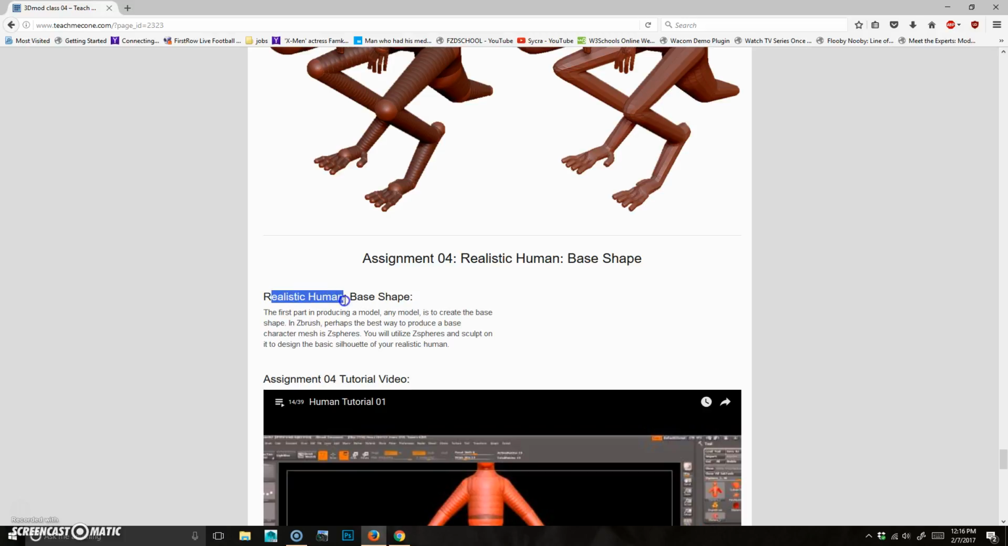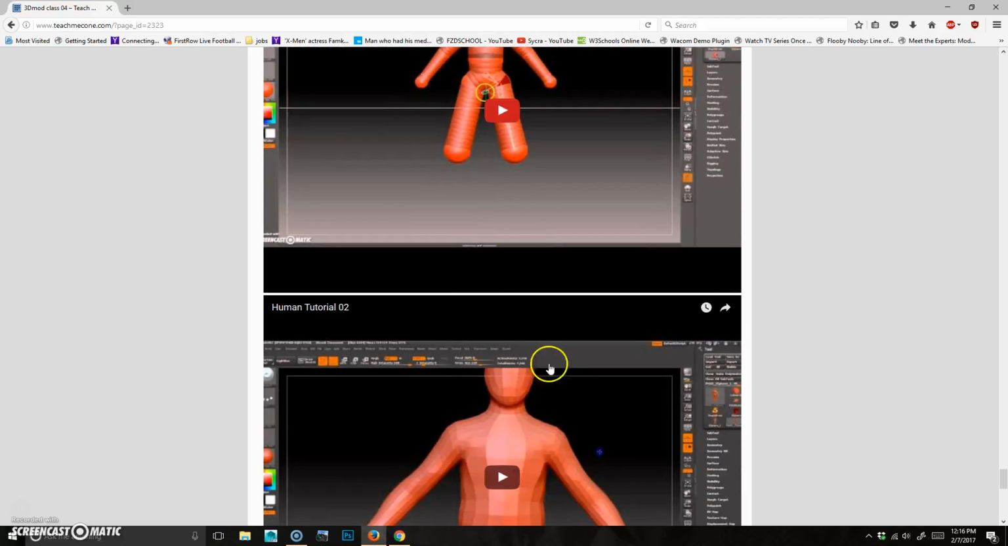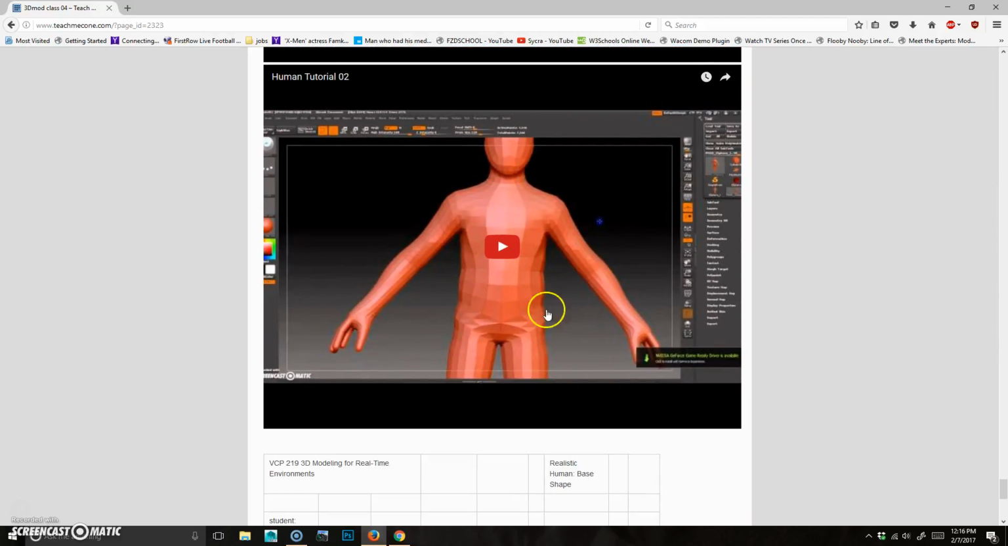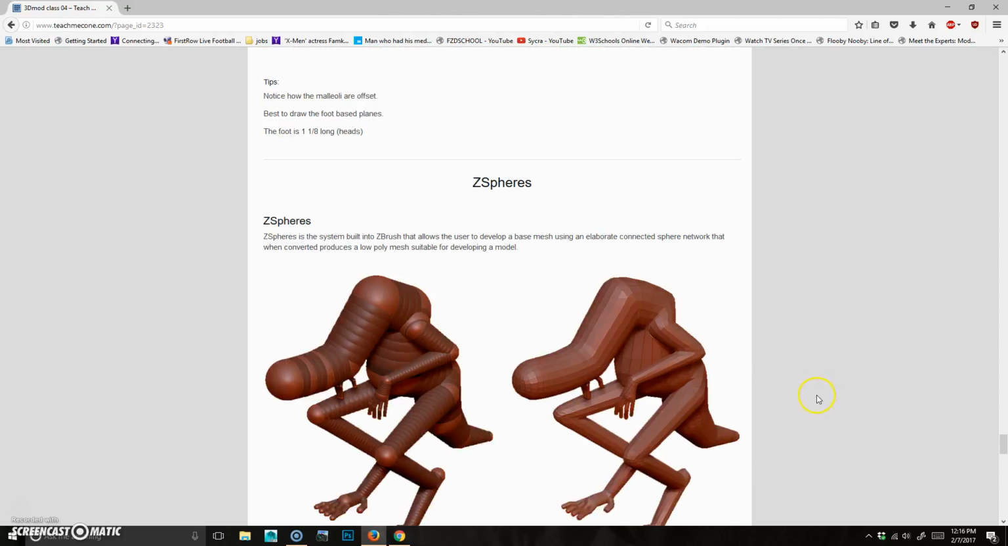But a humanoid, if you will. I want you to basically draw out the Z-spheres and then do a rough sculpting on the produced mesh in order to get the general silhouette and shape of your character, okay? And that is it. So good luck.